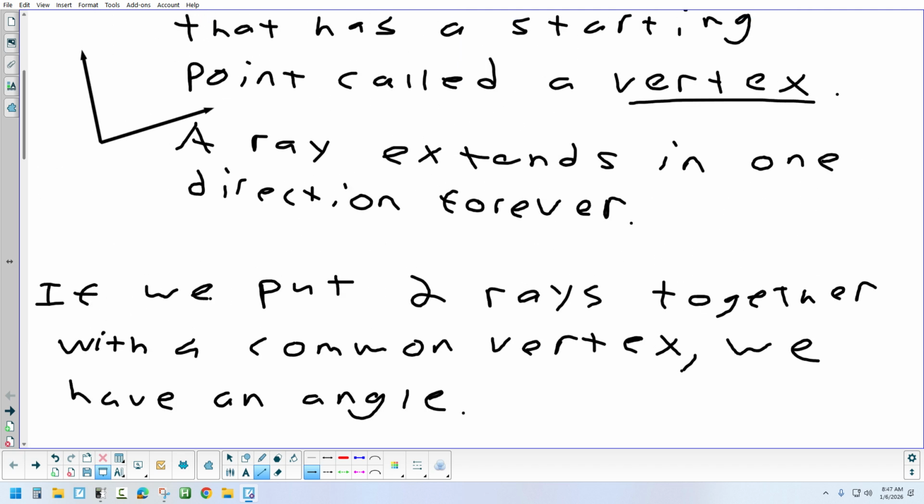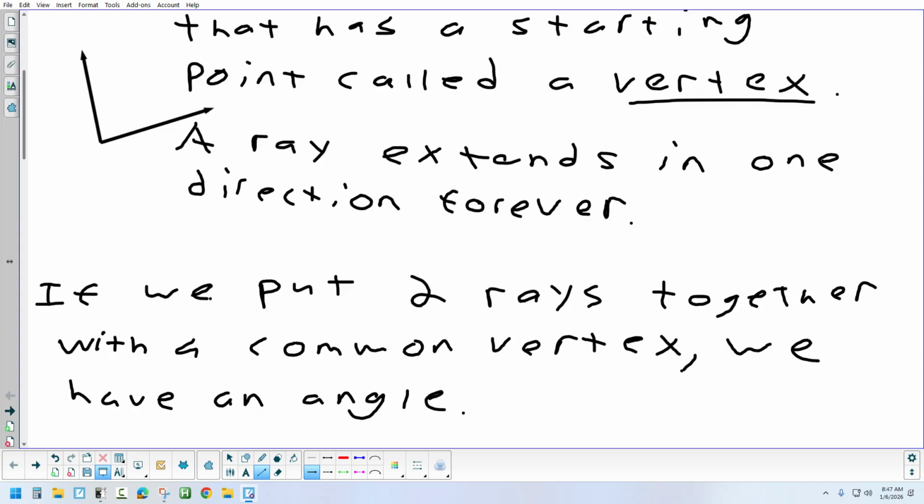Okay, so we put two rays together with a common vertex. Now we have an angle. Now that's the way I drew this angle up here. That's not a great way to draw an angle. There's a certain way that we want the angle rotated. That's kind of like it's been turned. We don't want to draw it that way. So we'll talk about a way that we can draw an angle so that everybody's looks similar.